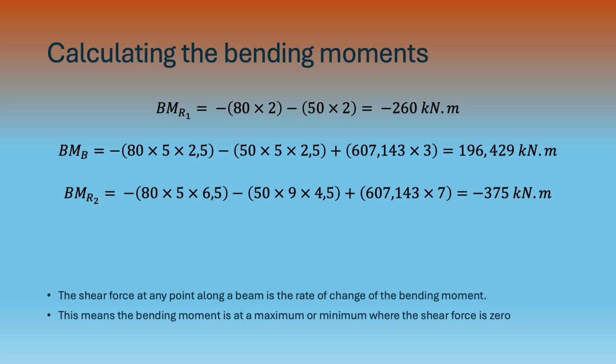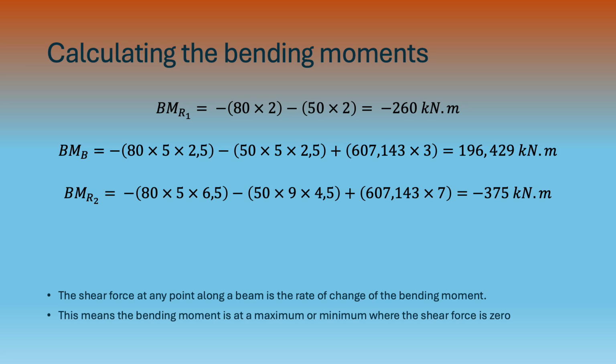Then bending moments at B. Our UDL is now at 5 meters, and we take half of that 5 meters, which is 2.5. Our 50, the weight of our beam, is also at 5 meters, and we take half of that, which is also 2.5. Then our R1, which is 607.143, is 3 meters away from the left, and we multiply it by 3, it gives us 196.429 kilonewton meters.